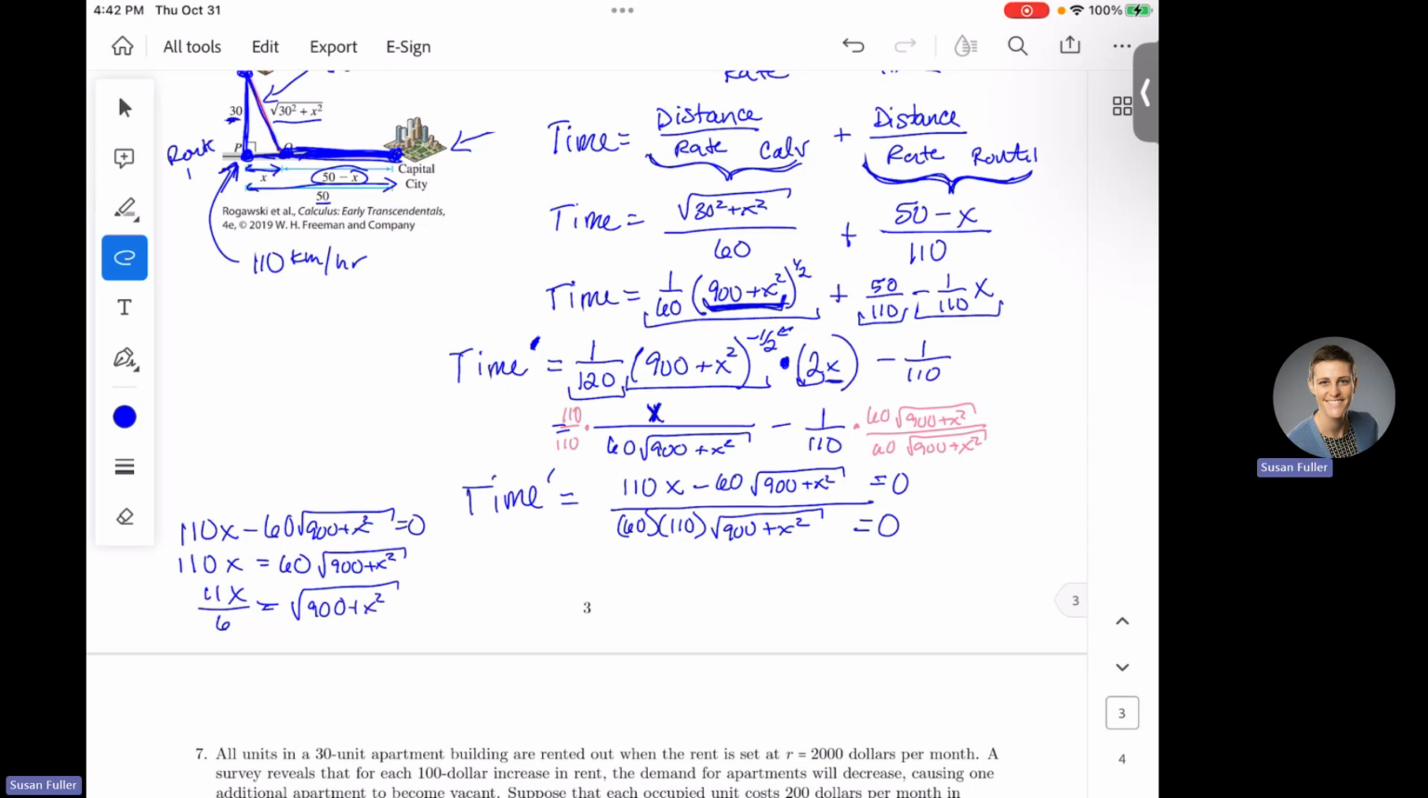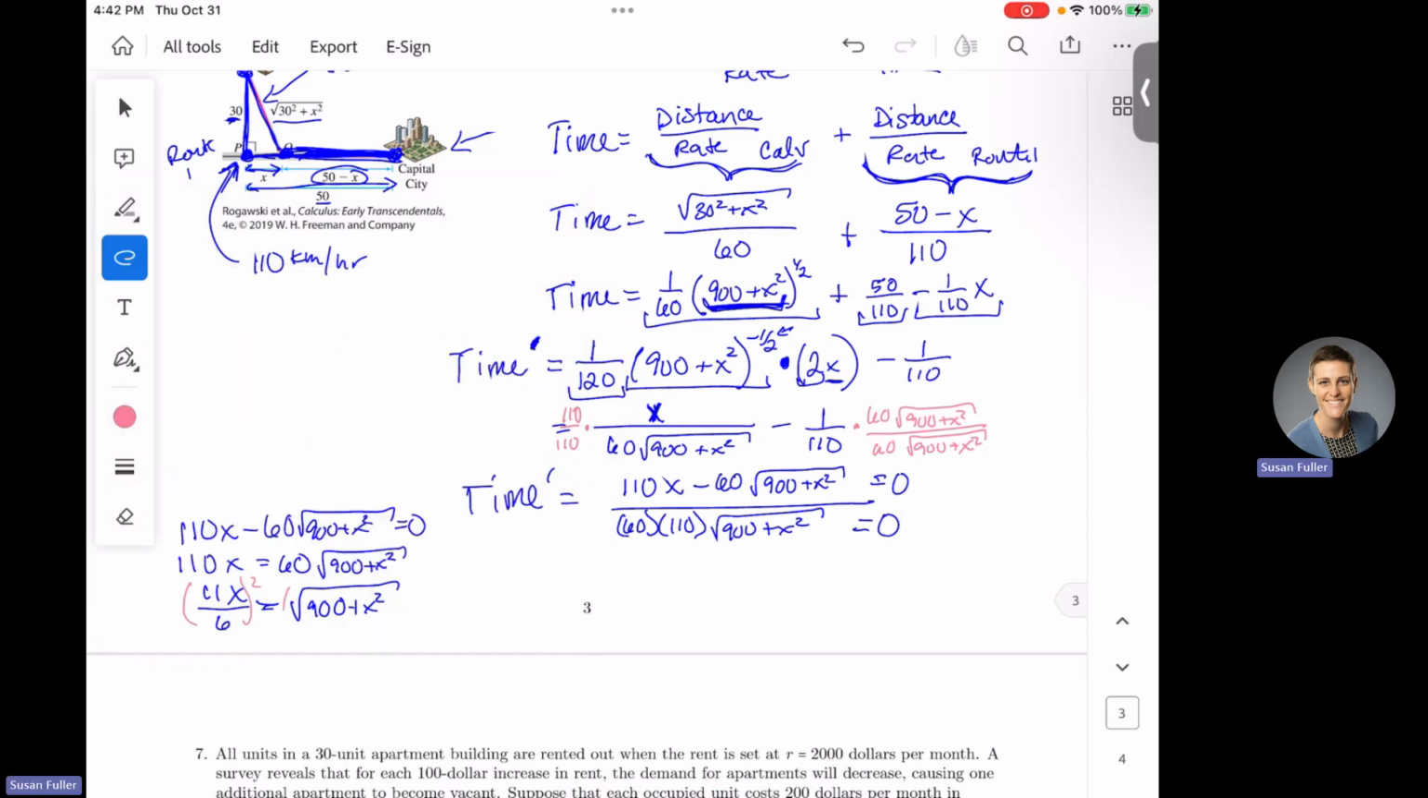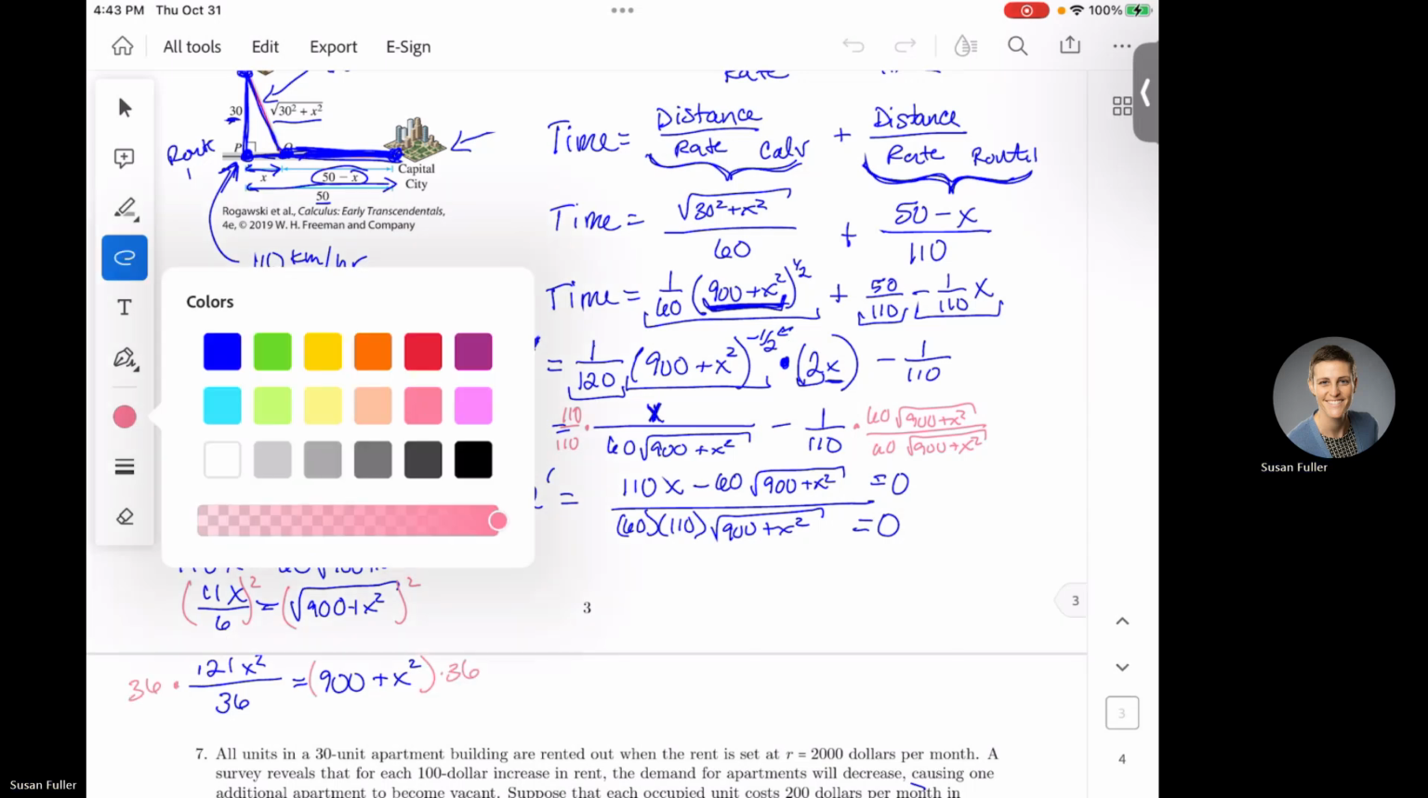Now I can square both sides to try to simplify this and get rid of that square root. And so when I do that, I'm going to get 121 x squared over 36 is equal to 900 plus x squared. Okay, I've got x's on both sides. If you want to, you could subtract the x squared over. I think I'm going to clear my fractions because I don't like fractions. So I'm going to multiply both sides here by 36.